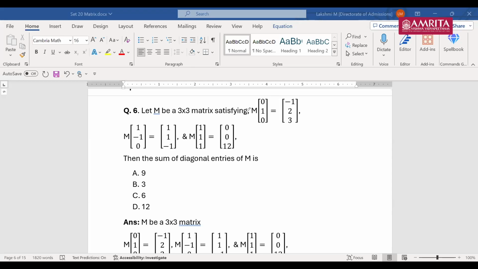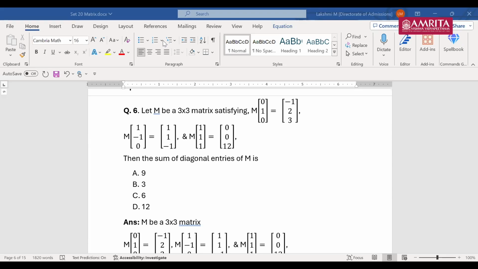Initially, the clue is this is a 3 by 3 matrix and these are the three conditions they have given. Assume a 3 by 3 matrix, multiply with this. You'll get different equations and different unknowns. Solve all the equations, find out the unknowns, substitute in the matrix, then take the sum of the diagonal elements. I know it might take time, but please try to do it, okay? These types of questions come, but the values might be different. This pattern type of thing will be there.